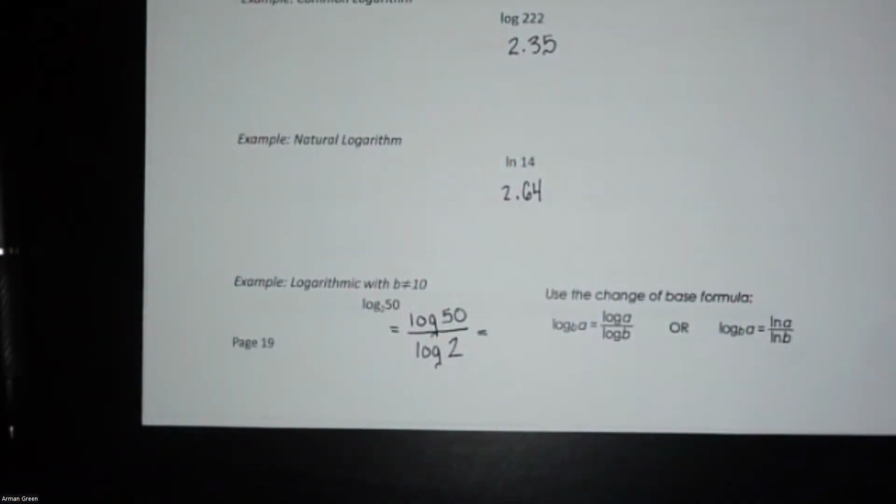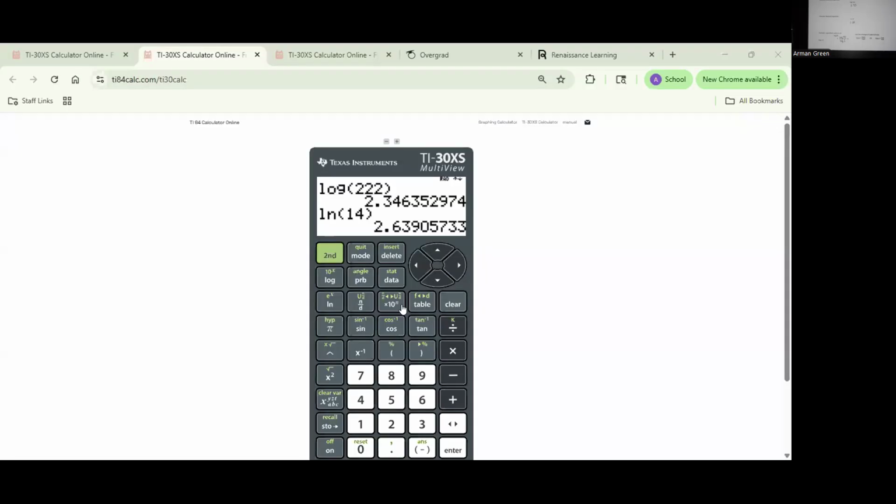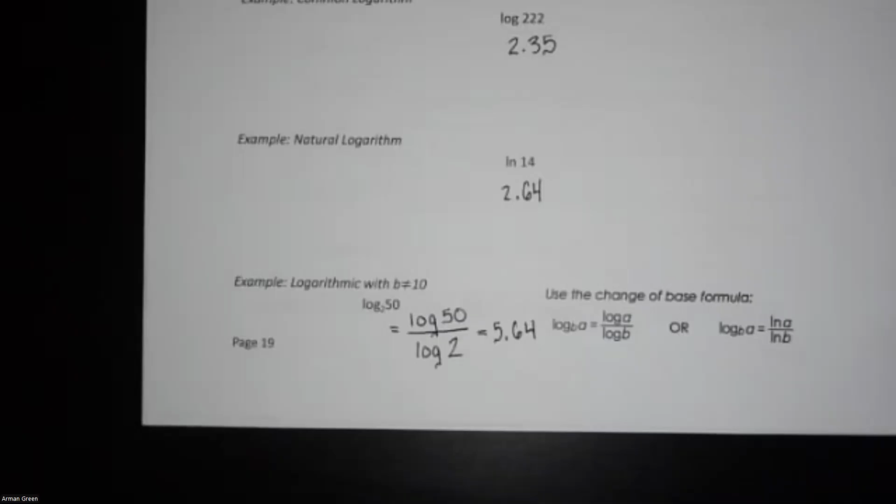Okay, so if we go back to our calculator here, all right, here's our calculator. If we want to figure out what this is, we just need to type in log of 50, close that out, divided by log of 2. Let's close that out. And that tells us, okay, our answer here is 5.64. Okay, and that is our answer for this problem.